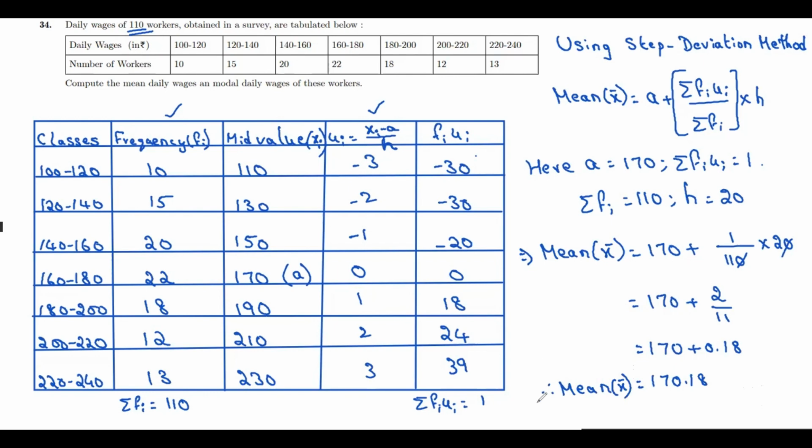Here this is daily wages, so we have to mention the conclusion very clearly. Therefore, mean daily wages is equal to rupees 170.18. That's it.